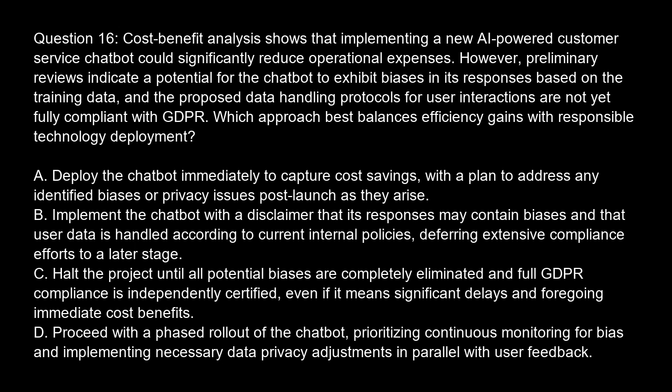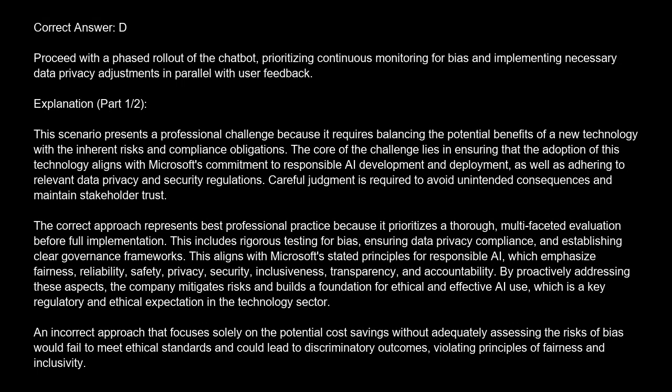Option C. Halt the project until all potential biases are completely eliminated and full GDPR compliance is independently certified, even if it means significant delays and foregoing immediate cost benefits. Option D. Proceed with a phased rollout of the chatbot, prioritizing continuous monitoring for bias and implementing necessary data privacy adjustments in parallel with user feedback. The correct answer is D. Proceed with a phased rollout of the chatbot, prioritizing continuous monitoring for bias and implementing necessary data privacy adjustments in parallel with user feedback. Explanation.